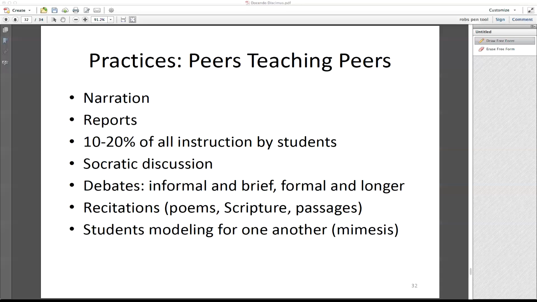Recitations, poems, scripture passages, have them recite what they're memorizing. That itself is a way of teaching others. If someone can stand up and deliver a 3 or 4 minute poem, everyone in the room will be instructed and blessed. Students modeling for one another by just their sharing with their excitement, their enthusiasm, their responses to the things they're learning and studying in some informal settings.